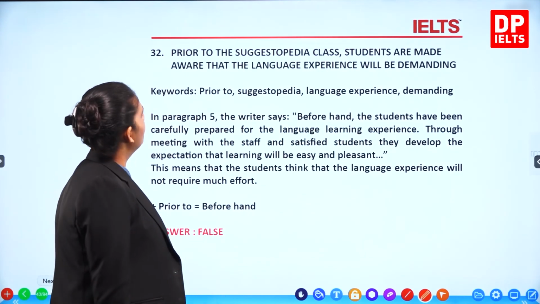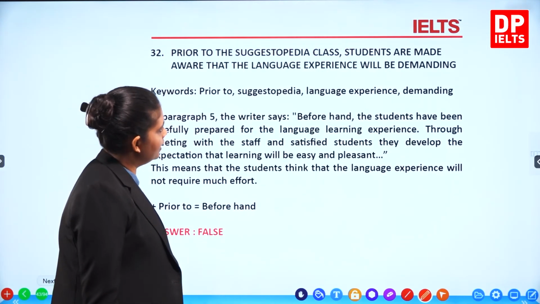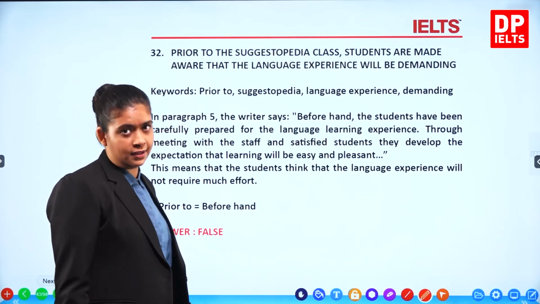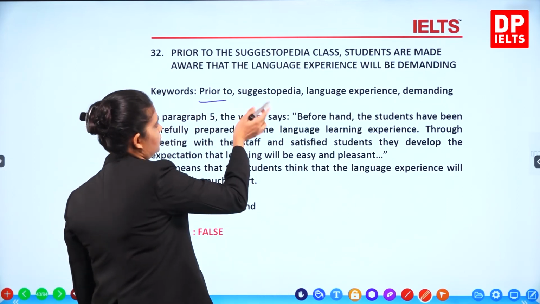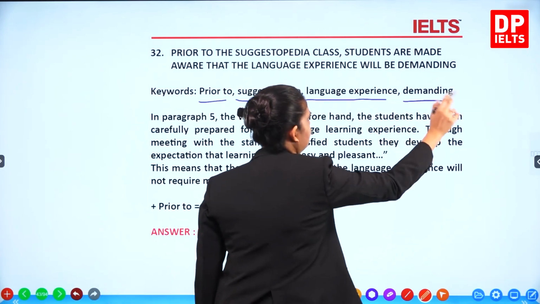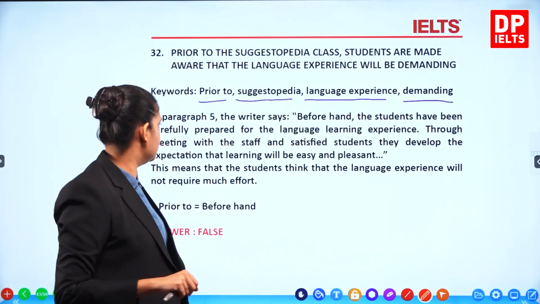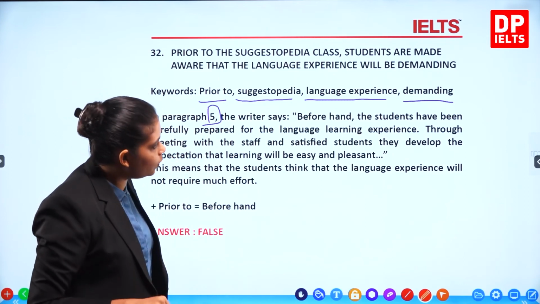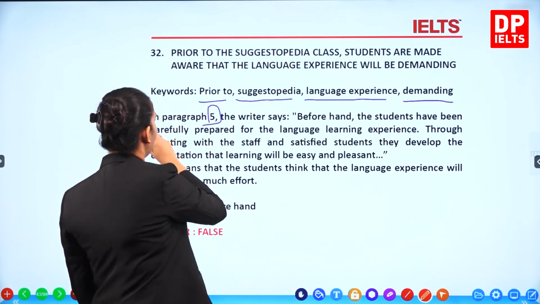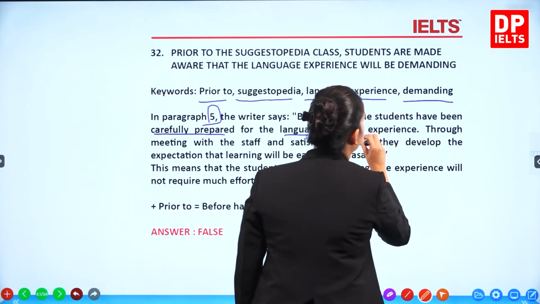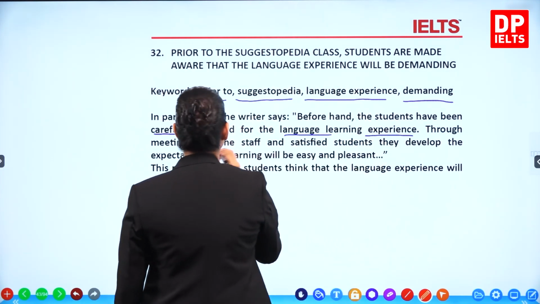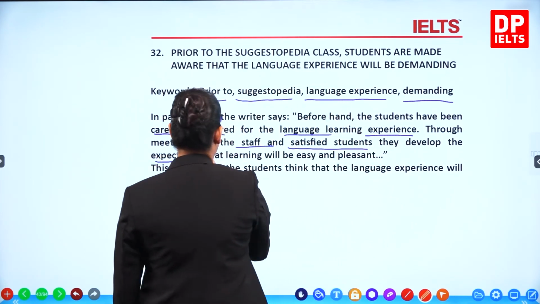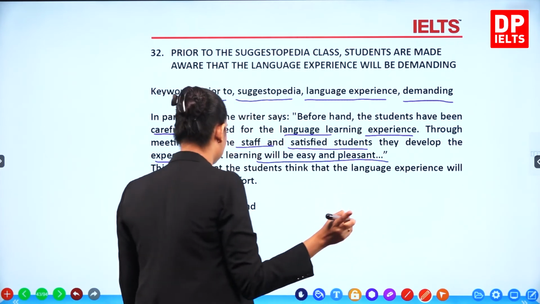Right, 32. Prior to the Suggestopedia class, students are made aware that the language experience will be demanding. Now here, prior to Suggestopedia, language experience demanding are your keywords. So in paragraph 5, the writer says, beforehand, the students have been carefully prepared for the language learning experience. Through meeting with the staff and satisfied students, they develop the expectation that learning will be easy and pleasant.